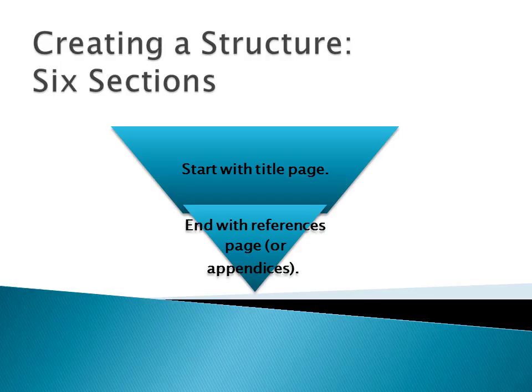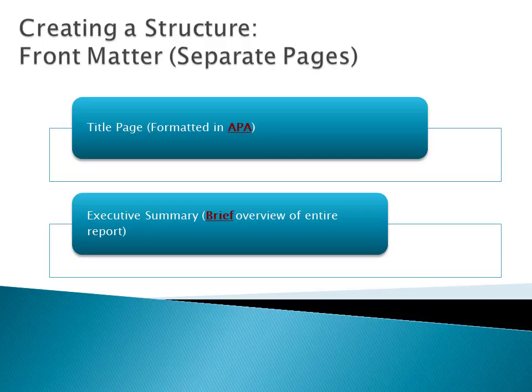You're creating a structure with 6 sections. So let's start by realizing you start with the title page. That has to be first, not the executive summary. So just keep that in mind. Start with the title page, end with the references page. Of course, if you have appendices such as a glossary, if your topic is very complex, then that would go after the references page.